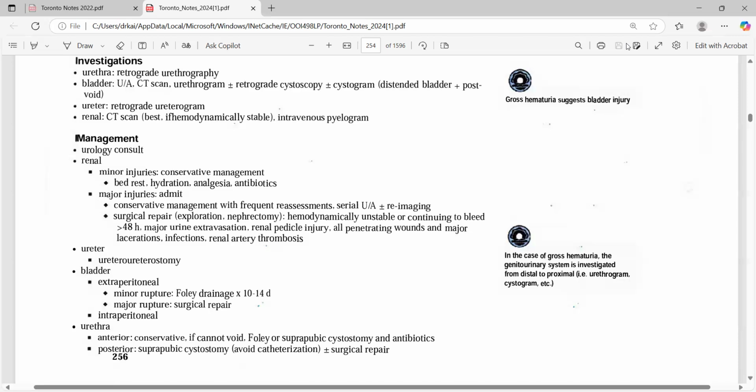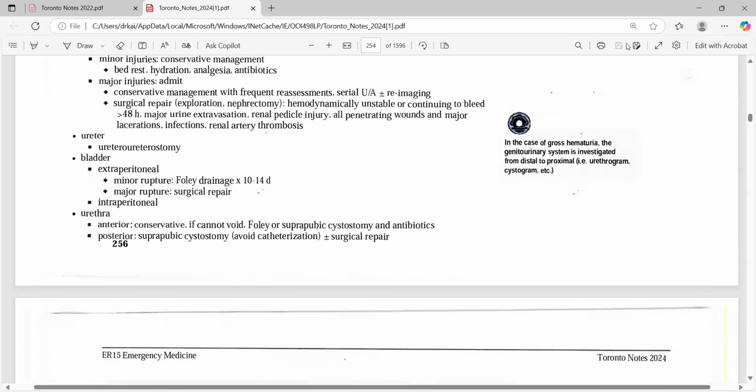With the Foley's catheter, what kind of complications can it cause? I think there's a question on this: what are the complications or side effects of the Foley's catheter, even for the NG tube if it's placed for more than some time. It can cause infection, it can cause a lot of distension. So please look into those too. Then extraperitoneal, intraperitoneal, then comes the urethra.